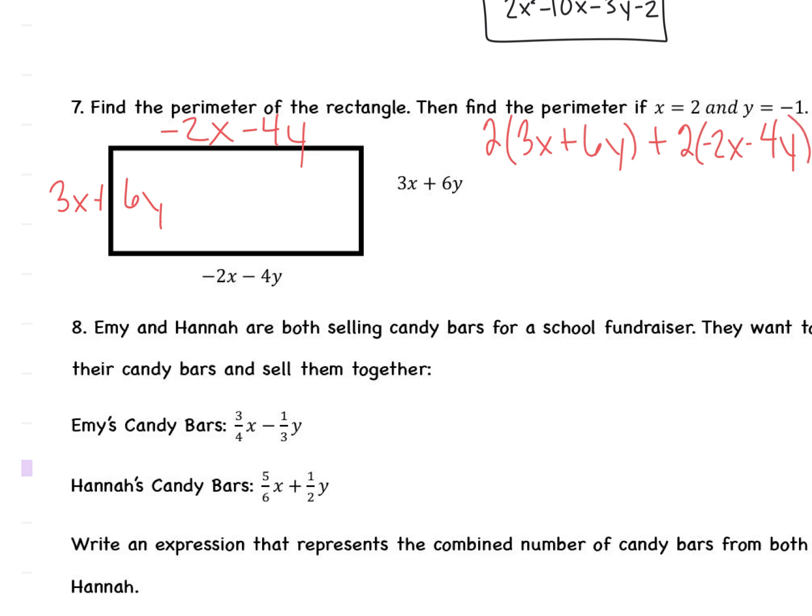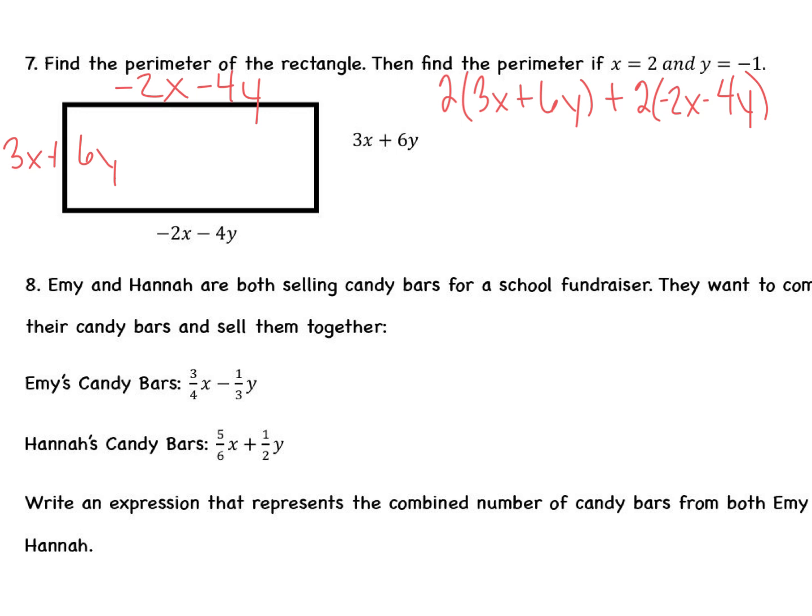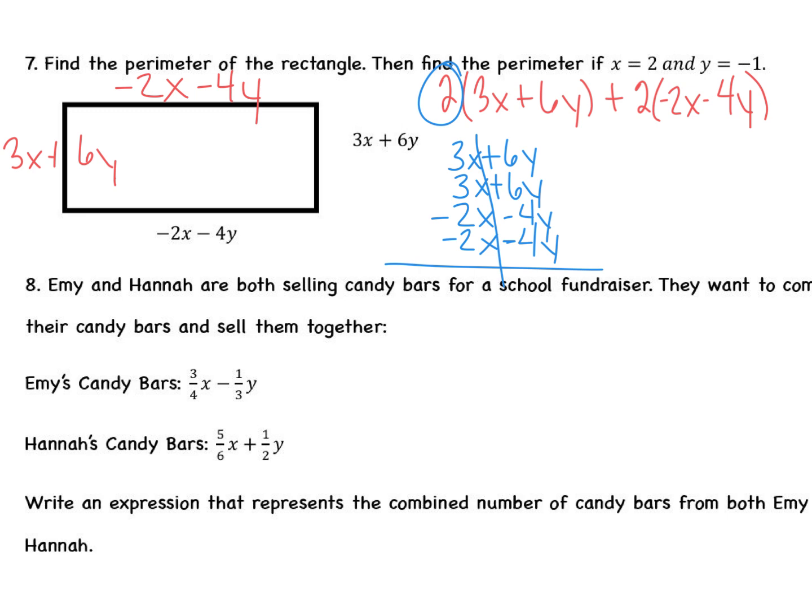Or, that's not really my favorite way because I'm very visual and I can see that I have 3x plus 6y, 3x plus 6y, minus 2x minus 4y, minus 2x minus 4y. So you could do this either way, right? This one, they're all nice and vertical. This one, we would have to distribute twice and then collect like terms. So you could actually do this either way. You're going to get the same answer.